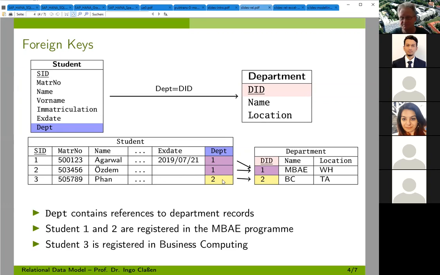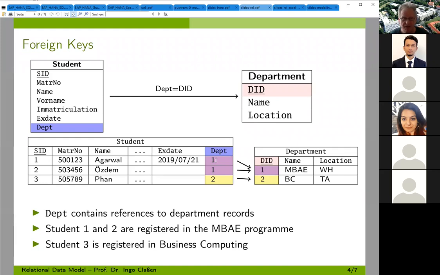No, it must not be unique, because you see, there are two records here that have the same value. Of course, the DID, the primary key, must be unique here. But the name of foreign key is a little bit misleading because it's also called key, and it might suggest that it also must be unique, but this is not the case.